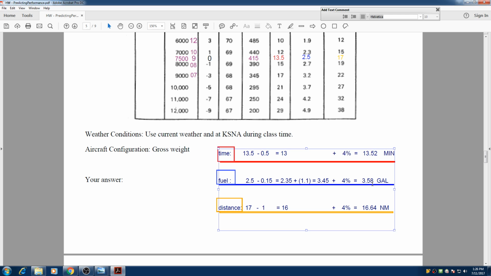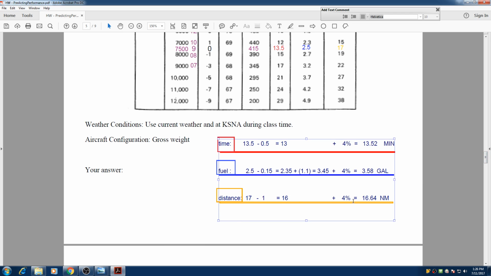used from takeoff to 7500. And we do the same thing for the distance. We add 4%, we got 16 nautical miles, 16.64 nautical miles distance wise.